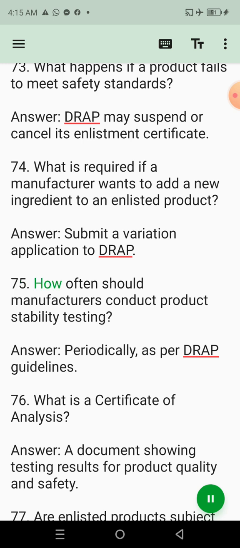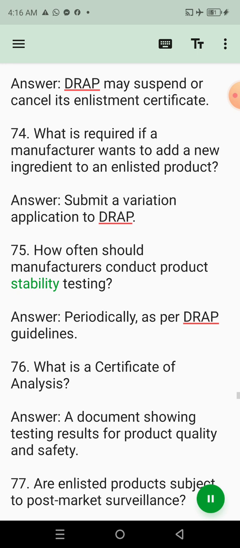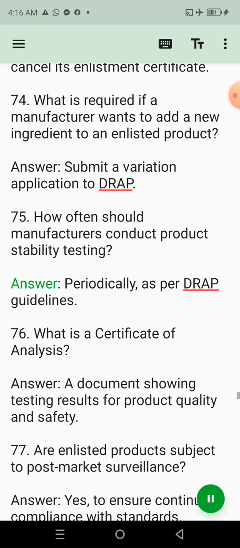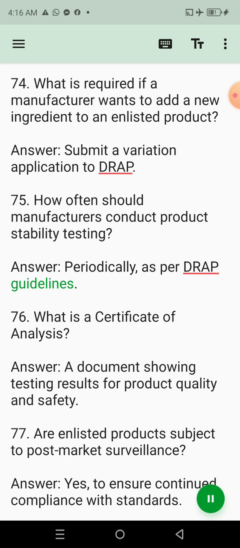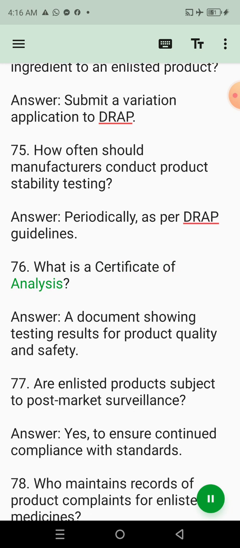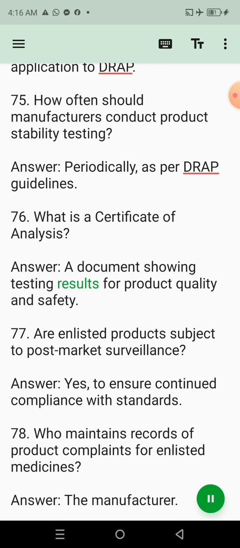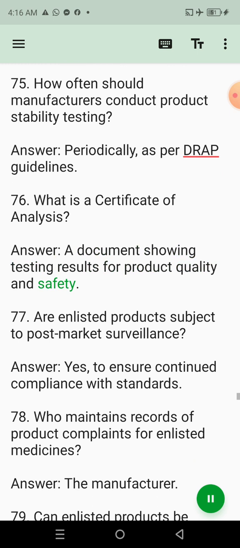75. How often should manufacturers conduct product stability testing? Answer: Periodically, as per DRAP guidelines. 76. What is a certificate of analysis? Answer: A document showing testing results for product quality and safety.